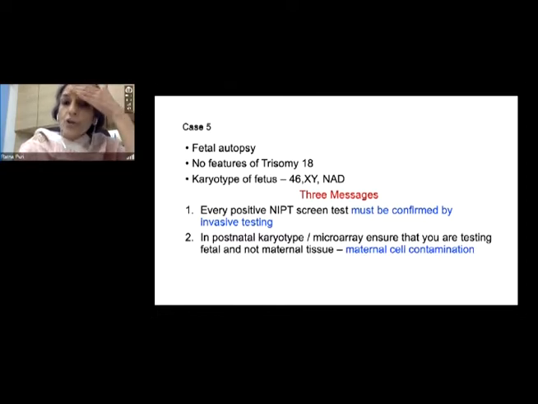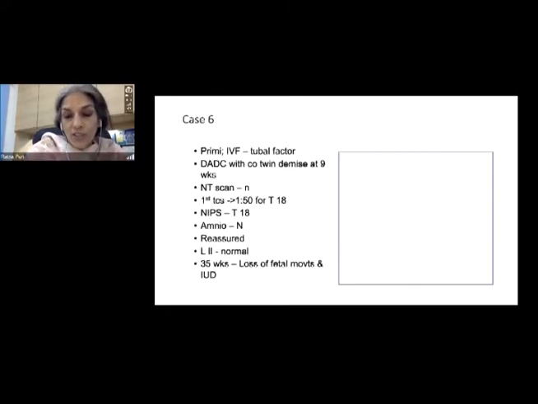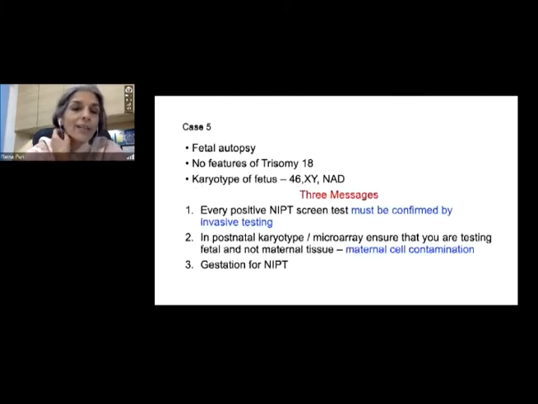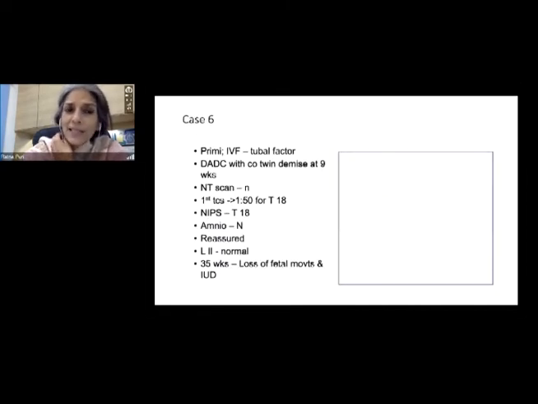If you do a postnatal karyotype or a microarray, ensure that you exclude maternal cell contamination because you want to be certain that you're looking at fetal tissue and not maternal tissue. And be wary of when you send your NIPT. If you send it very late in pregnancy, we still have the cutoff of 20 weeks and there is not enough time to work up. So as a rule, please send it early and not after 17 to 18 weeks of gestation. And if after that there's a failed test, do an invasive test because you don't have enough time to work up the NIPT result if it comes as screen positive.